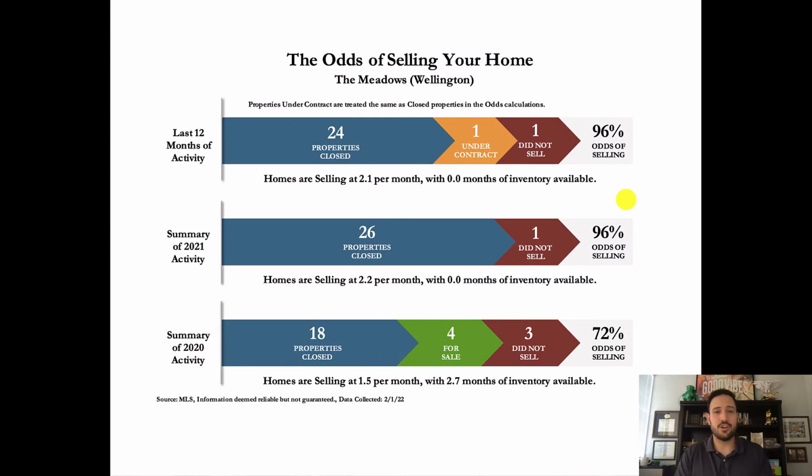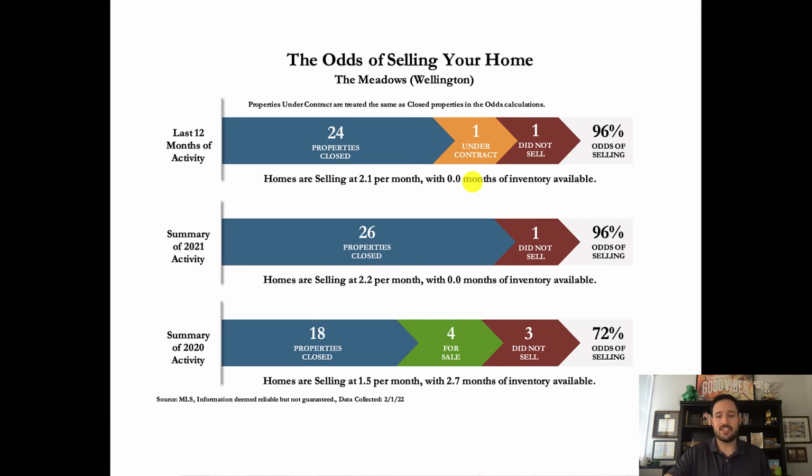This graph shows you in blue properties that have sold, in orange properties that are under contract right now, in red properties that listed and didn't sell, and in green ones that are still for sale right now. The top one shows the last 12 months of activity. Looking at the numbers, that gives you a 96% chance of selling. That is phenomenal. Homes are selling at 2 homes per month and there are no homes available for sale right now. The odds are super in your favor.